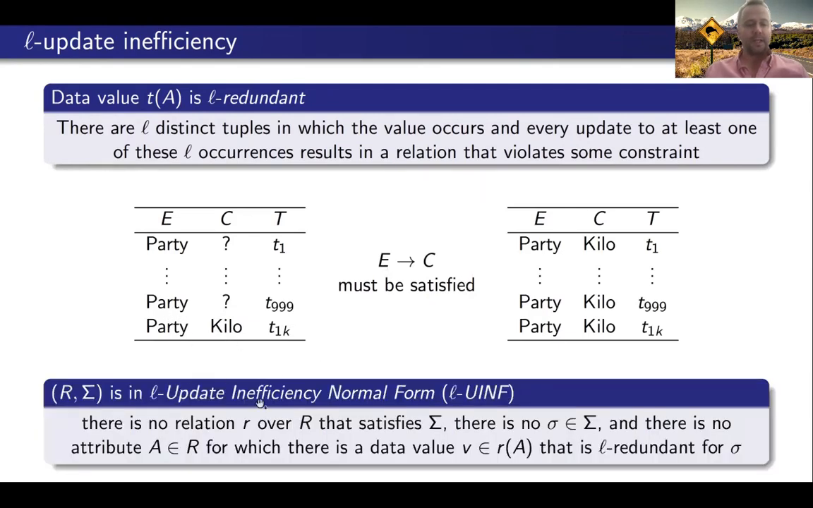Then we say that the schema is in L update inefficiency normal form if there's no relation that satisfies sigma, no constraint in sigma and no attribute for which a value exists that is L-redundant for sigma. So we don't allow any L redundancy in any of the relations.